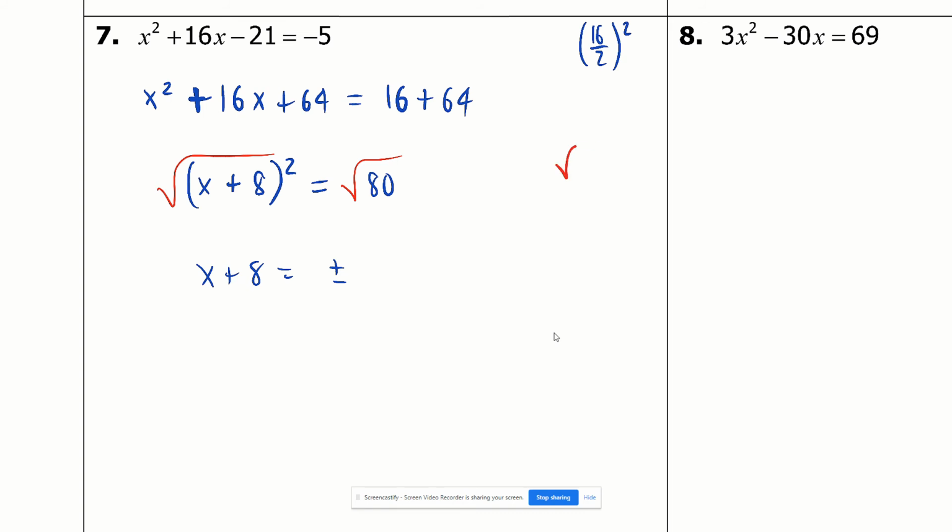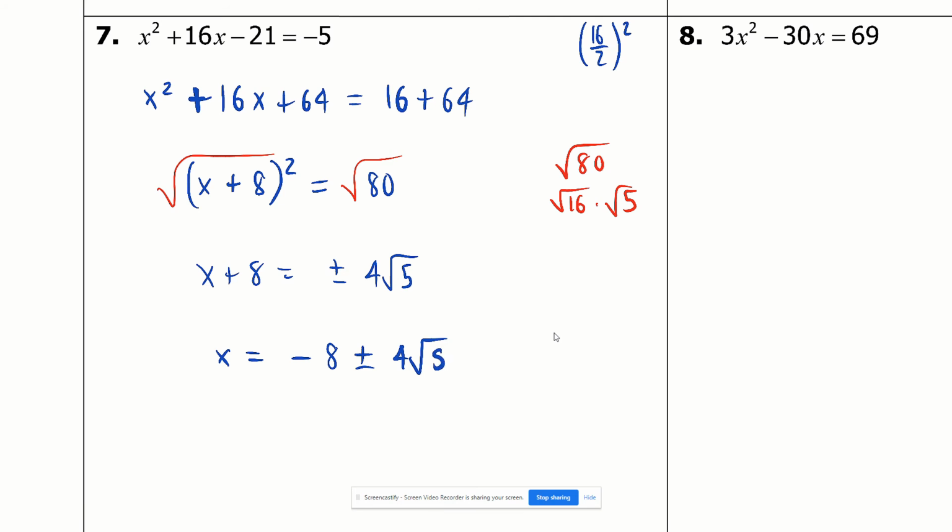80 can be broken down. Okay, think about this. The biggest perfect square that goes into 80, divided by 2 is 40. 36 won't. 25 won't. 16 will. It'll go in there 5 times. So the square root of 16 becomes 4, and the 5 gets trapped inside. So we're left with x plus 8 equals plus or minus 4 square root of 5. So we subtract that 8, and negative 8 plus or minus 4 square root of 5 is my answer.